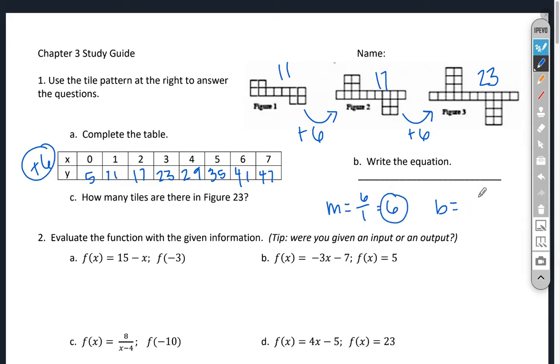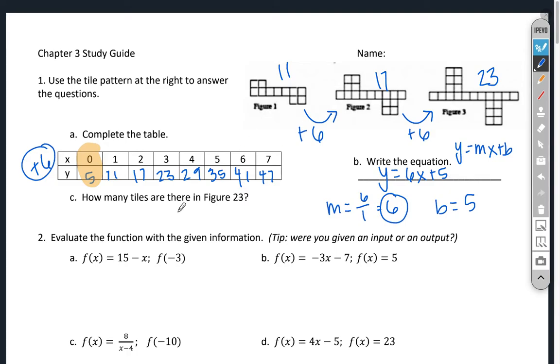And then our b, this is our y-intercept. So in order to find our y-intercept when we're looking at a table, we need to find an x value of 0. So our x value of 0 is here. So that means (0, 5) would be our ordered pair, which means that 5 is going to be our b. So now we've got our slope, we've got our y-intercept, and we can write our equation. Remember, our equation is y equals mx plus b. So we would have y equals 6x plus 5.